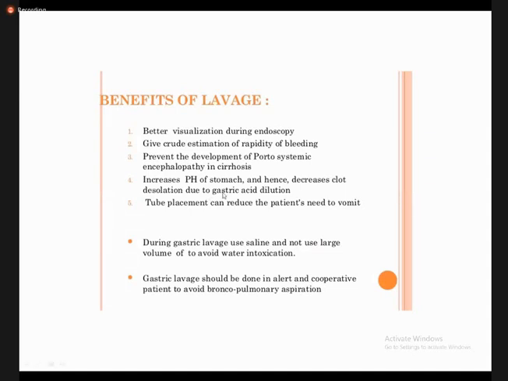Then increase the pH of the stomach and decrease the clot dissolution. Tube placement can reduce the patient's need to vomit during the procedure. So during gastric lavage, use saline and do not use large volume. If we use large volume, the patient can aspirate. And gastric lavage should be done in an alert and cooperative patient to avoid aspiration.